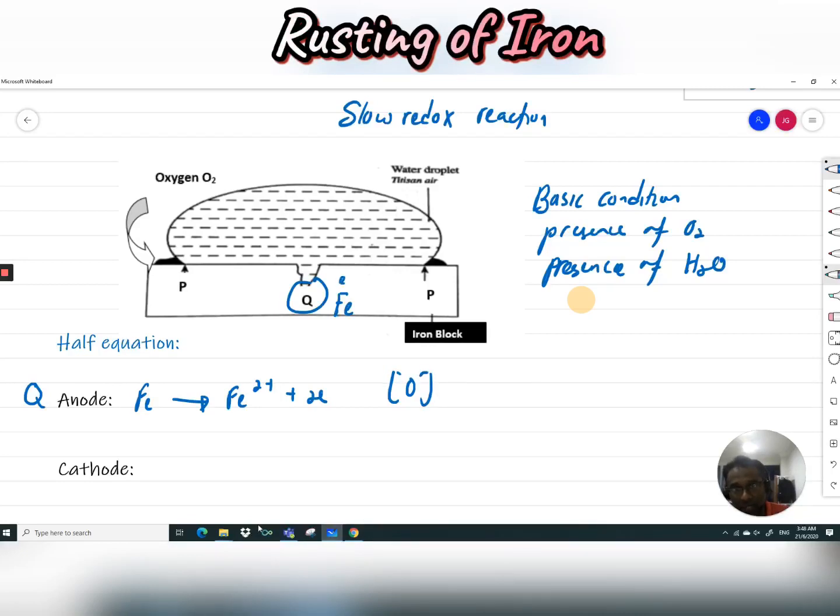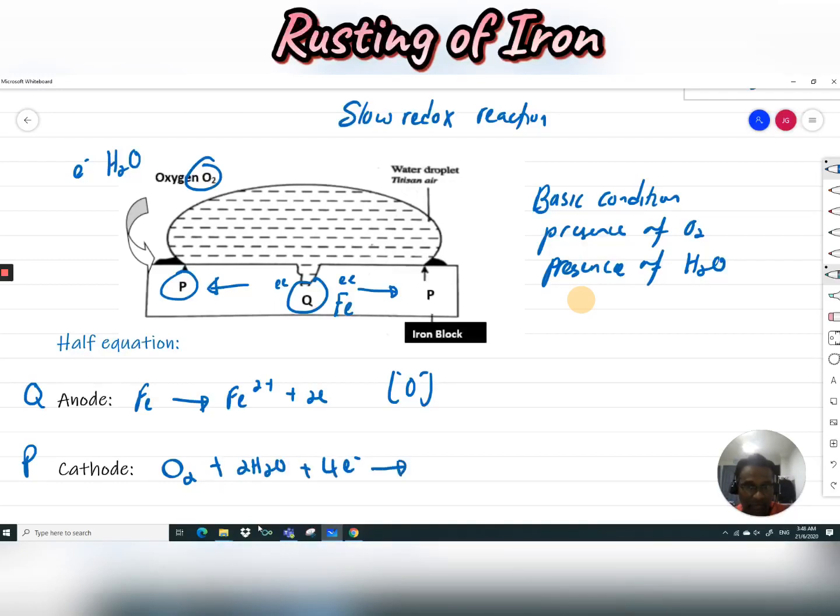And the electrons released or lost by the iron will move to the P region. They will be gained by oxygen and water molecules. So we take P as the cathode. At the cathode, oxygen plus 2 water molecules will gain 4 electrons and form 4 hydroxide ions. It will form hydroxide ion.